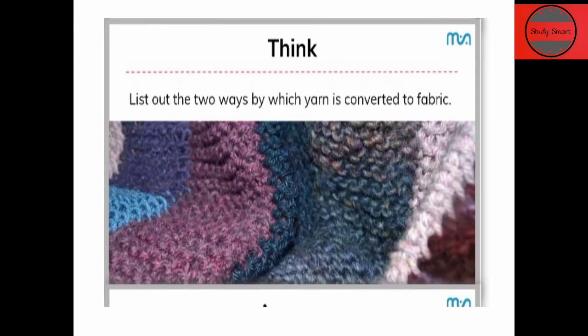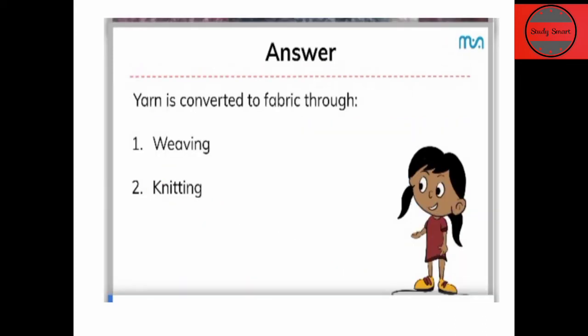So now we have discussed two ways through which yarn is converted into fabric. In this video, we are talking about one, and in our previous video, we talked about the other. So, what are the two ways to convert yarn into fabric? There are two ways. The first one is weaving, and the second one is knitting. Weaving we read about in our previous video, and knitting in this video.